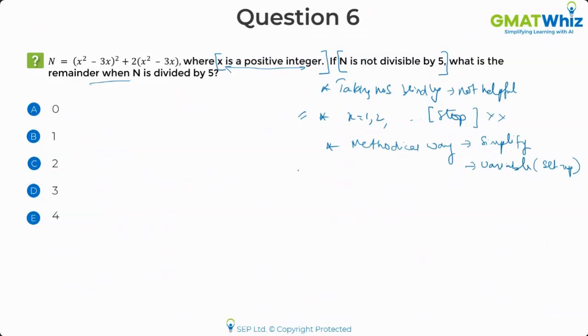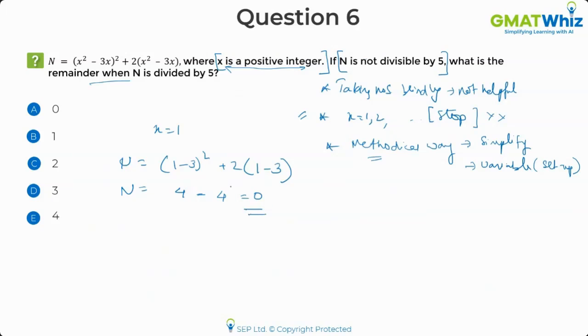So in this case, I'll show you what happens if I take up a value. For example, if I take x equal to 1, I'll get something like this, right? 1 minus 3 whole square plus 2 times 1 minus 3. Now n is equal to, this is minus 2 whole square, which is 4. And here you are getting 2, wait, let me write it like this. You'll get a minus sign and minus 4. So notice that here you're getting a 0.